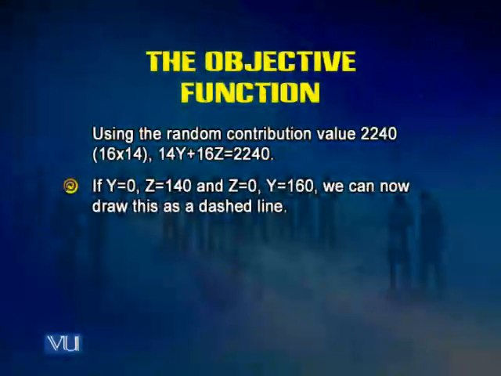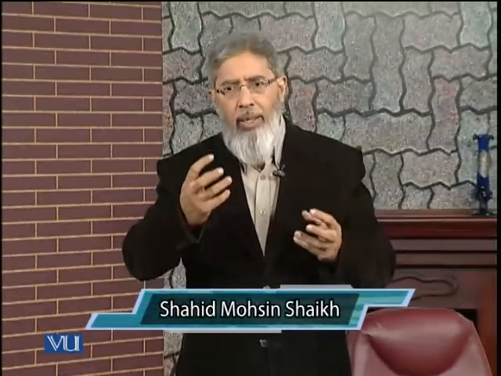This is the function which we have to maximize and find out the point of y and z where this function is at a maximum. If y is equal to 0, z is equal to 140, and if z is equal to 0, y is equal to 160. We can now draw this as a dashed line. Using the same procedure in our function of 14y plus 16z is equal to 2240, first, we place y as 0. When y is 0, then we find z is equal to 140. The next thing is to make z equal to 0.